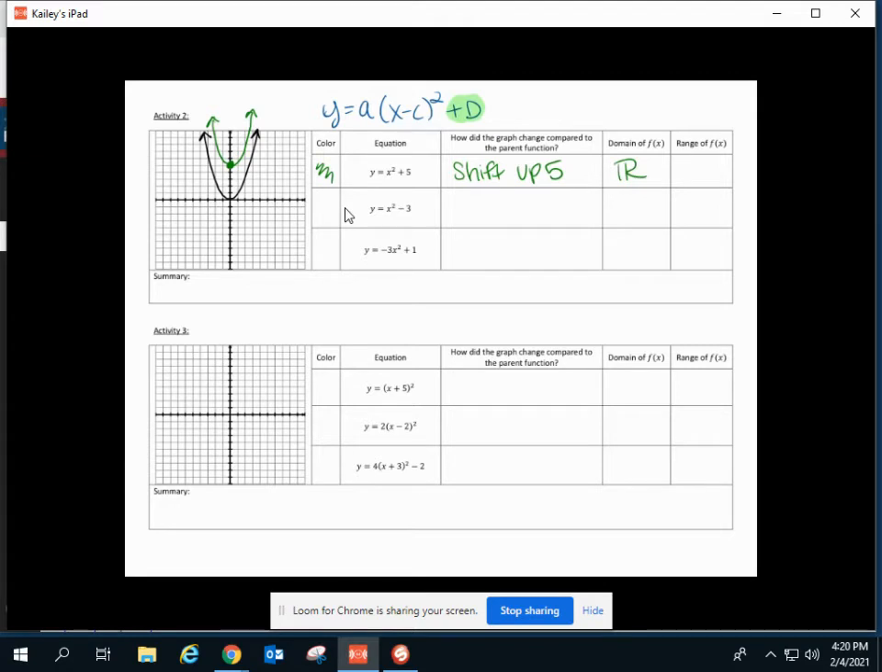So the domain, all real numbers. The range, now think about your y values. The range is now the lowest value at 5, and all of the y values go up from there. So that would be a range of y is greater than or equal to 5.